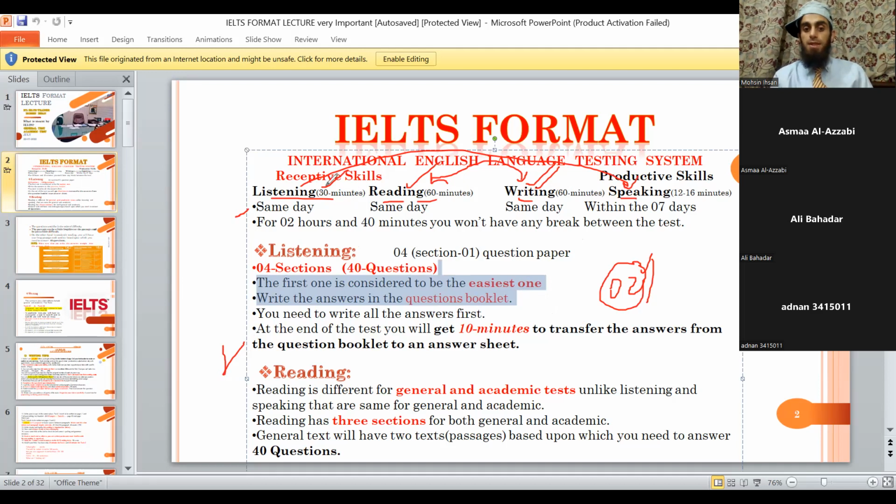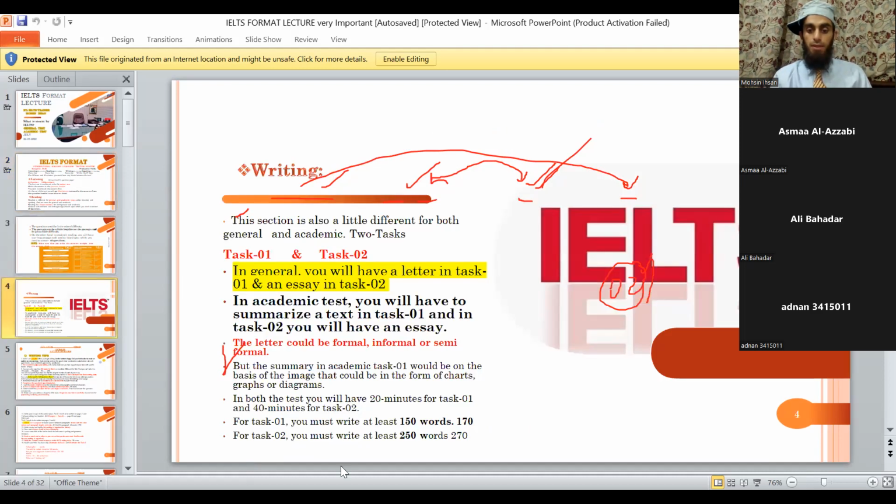Now, speaking and listening are going to be similar for academic and general. As far as writing is concerned, you would have two tasks. For academic students, they would deal with description of a chart in task 1 and an essay in task 2. Just let me show you. Yes, for academic, you will have to summarize the text in task 1. Summarize the text means the description: the graph or diagram would be given to you, and you would just describe that in your words. In task 2, you would write an essay.